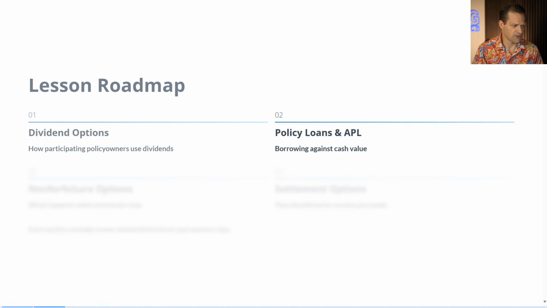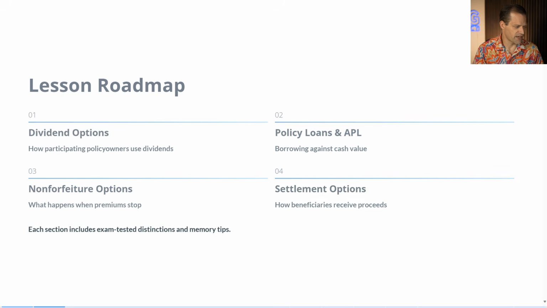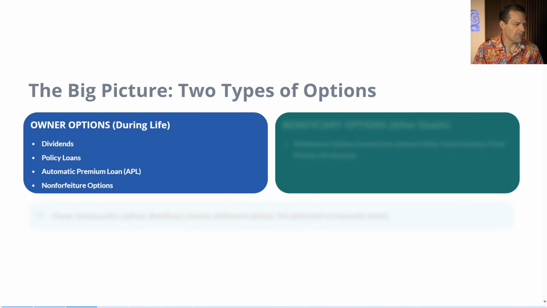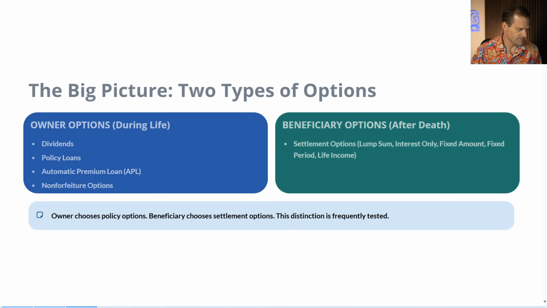So again, we're going to know dividend options, policy loans, APLs, automatic premium loan, non-forfeiture options, and then settlement options, okay? So there's 2 types of options that you have. You have owner options during life, such as dividends, policy loans, automatic premium loans, and non-forfeiture options. Those are the owner options during life. And then death options for the beneficiary that are settlement. You're settling the claim. So things like lump sum, interest only, fixed amount, fixed period, life income. So remember, for the test, owner chooses policy options, beneficiary chooses settlement options. This distinction is commonly tested.